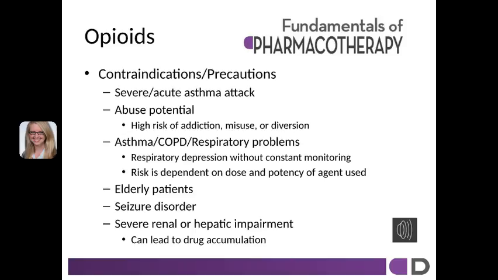Additionally, elderly patients often are slower to metabolize and eliminate these medications due to renal or hepatic impairment, so there can be buildup of the medications that can lead to more side effects. Especially in the elderly, we worry about fall risk, so dizziness and drowsiness caused by these medications is a big concern in the elderly. Also, as we've talked about, there is potential for these medications to be abused or misused, and that can also lead to serious consequences.